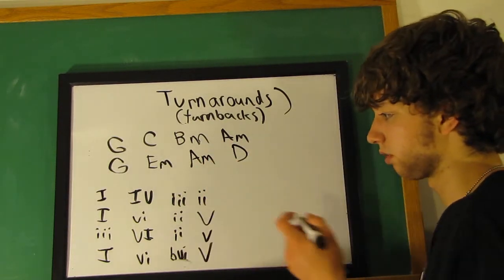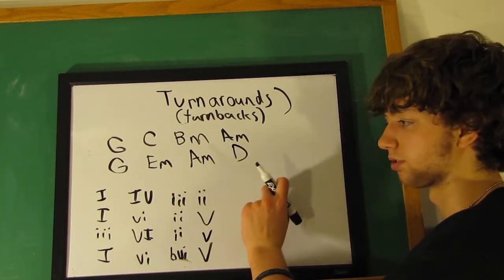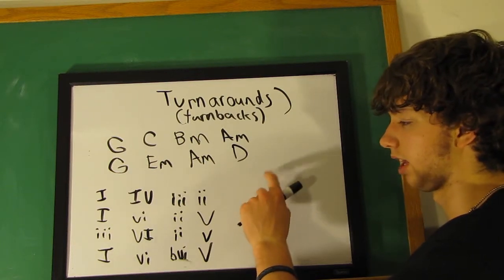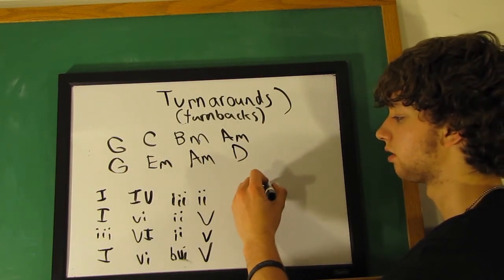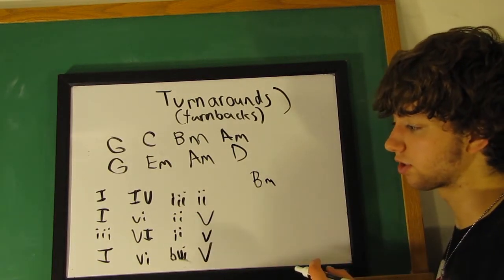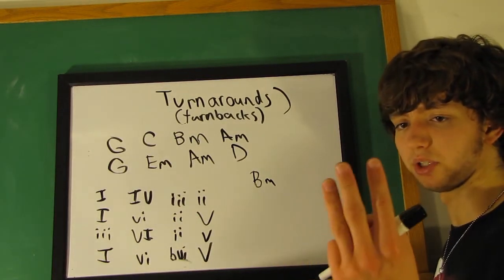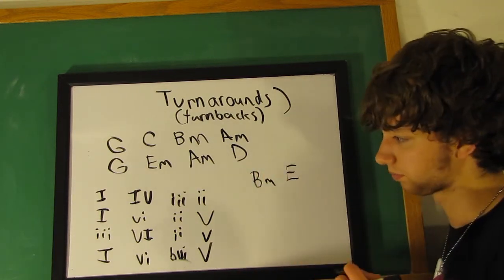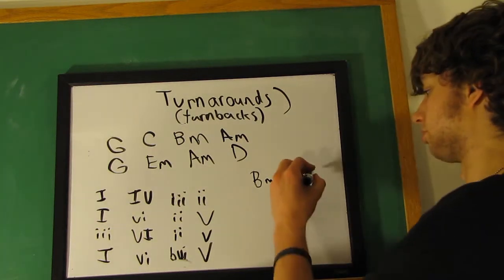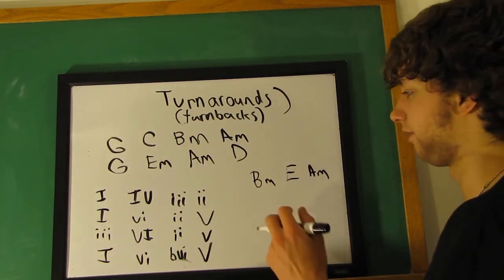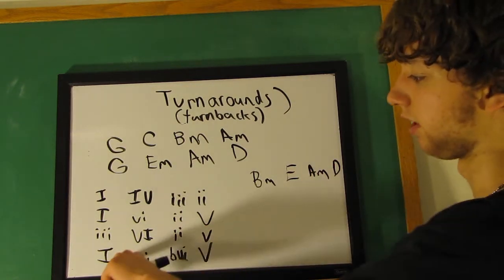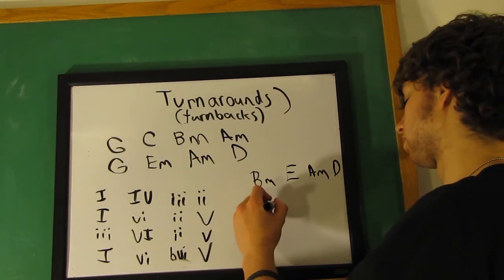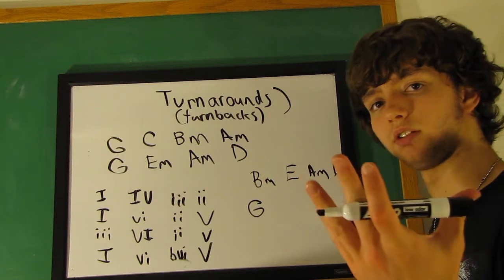Another one, the third one, would be starting on the third, which is weird. We usually don't start on the third. That's why it confuses. So we have G, A, B. So we start on B minor, then we go to the sixth major, which would give us G, A, B, C, D, E. So you get E. Go to the second, which would be A minor, and then to the fifth, which would be D. So that's another one.